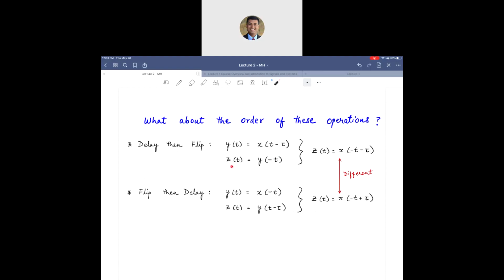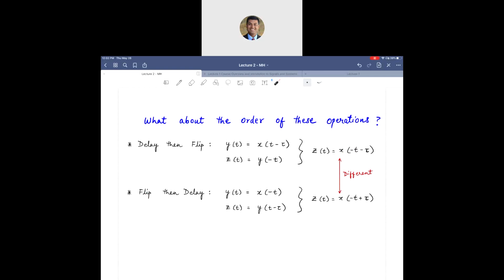And then once you delay, then we are flipping. So z of t is the flipped version of y of t. So delay, then flip. Now, how can I express z in terms of x? z equals y of negative t, and y of negative t should equal x of negative t minus tau, right there. So only the negative sign applies for t, that's it. So when you do delay then flip, you get z of t as x of minus t minus tau.